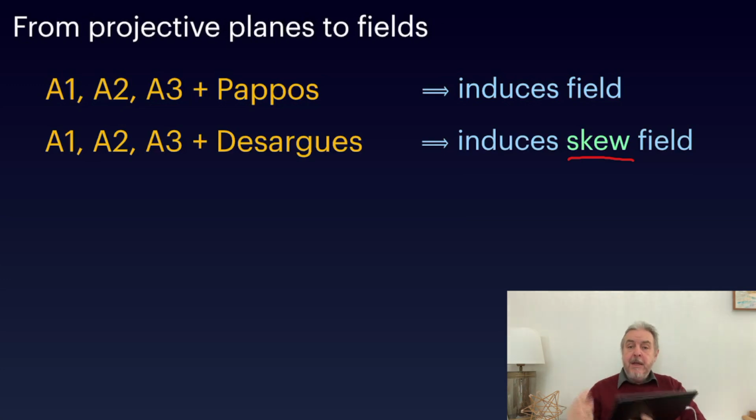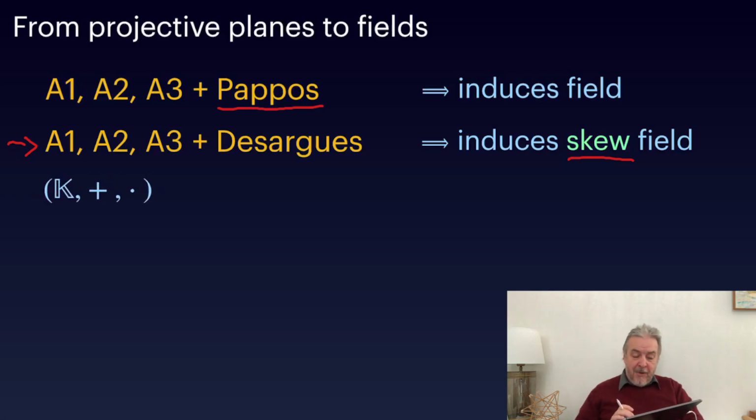A skew field is an algebraic structure extremely close to being a field, but you don't have commutativity for the multiplication. So in that sense, we are going to try to use Pappus' theorem in our proof as sparsely as possible in order to, as a kind of side effect, also obtain the theorem about the skew fields. So let me first recall what exactly is a field.